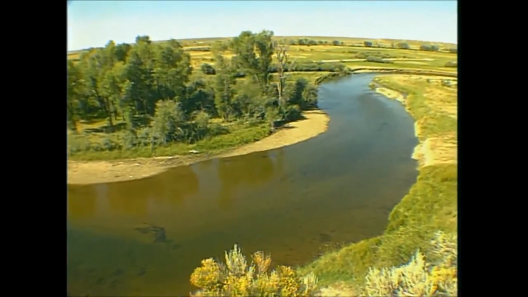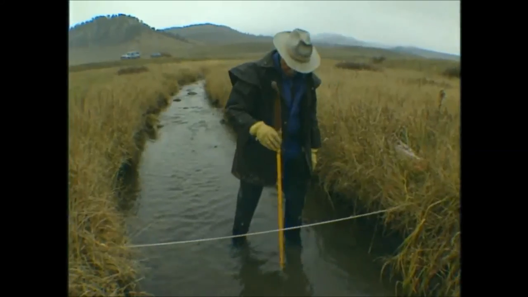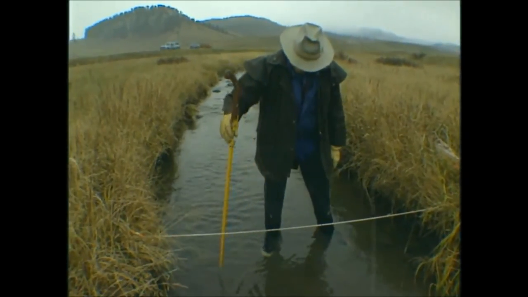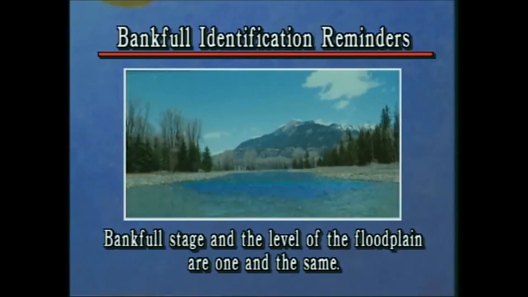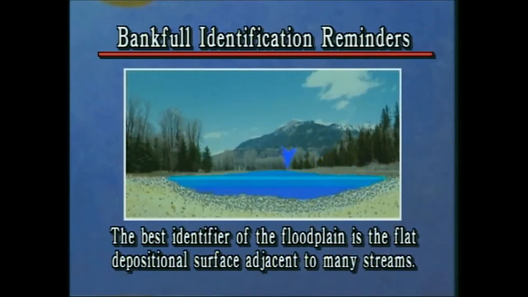Bankfull discharge is an important channel characteristic which largely controls the form of alluvial channels. While many channel characteristics, such as the edge of the water or the depth of the channel, are easy to observe and measure, Bankfull discharge and the boundaries of the active floodplain are harder to define. Consistent identification of Bankfull stage is possible if you keep in mind the basic concept that Bankfull stage and the level of the floodplain are one and the same. The best and most consistent identifier of the floodplain is the level of the flat depositional surfaces found adjacent to many streams.